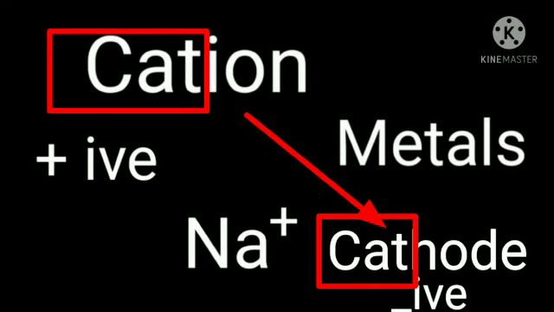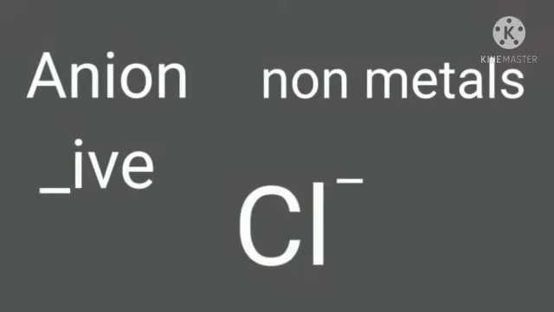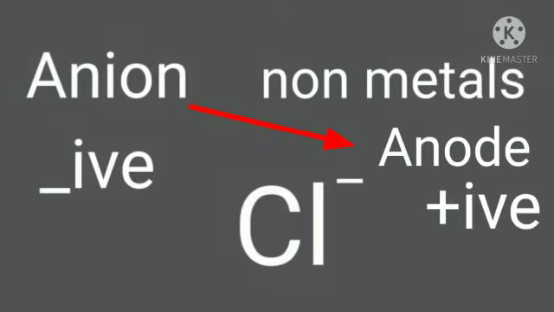To remember easily, both also start with the same first three letters, cat. Cation migrates towards cathode and they are opposite charges. Anion migrates towards anode. Anion is negative charge and anode is positive charge. Anion migrates towards anode because both are opposite charges.